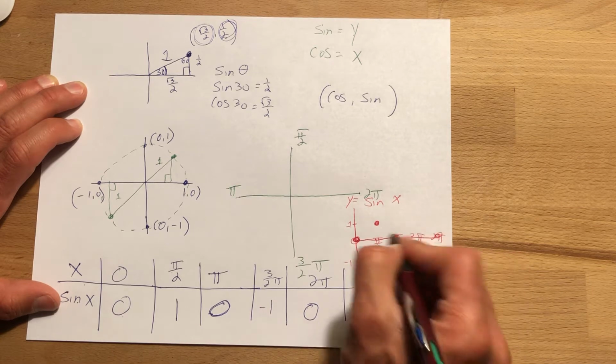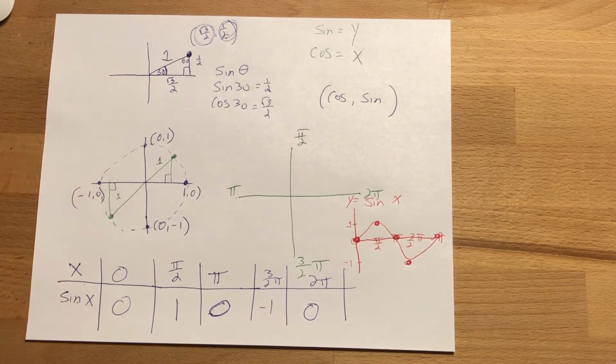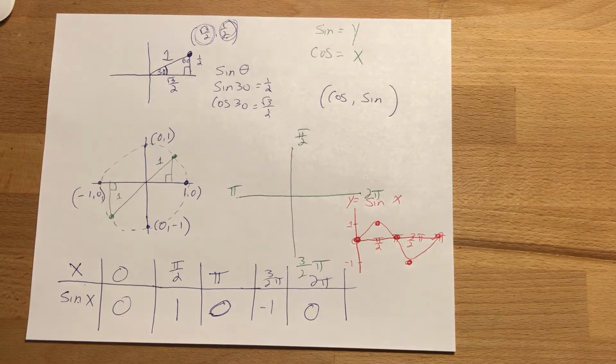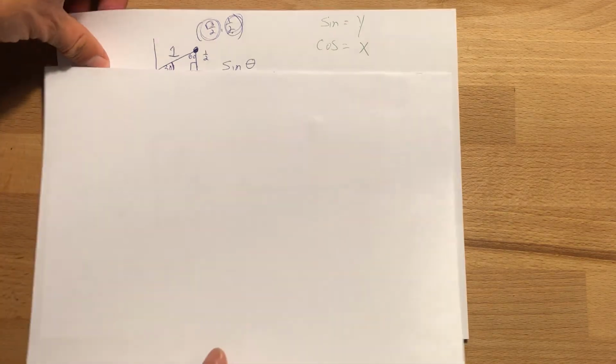So a full rotation of a sine graph looks like this. But what I'm going to do is draw this out a little more in depth. Actually, I'll leave it like this right now because you can look at the notes and get a better view of it. Now, what I'm going to do is draw a cosine graph.